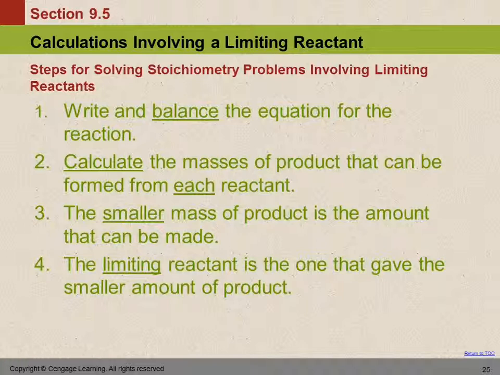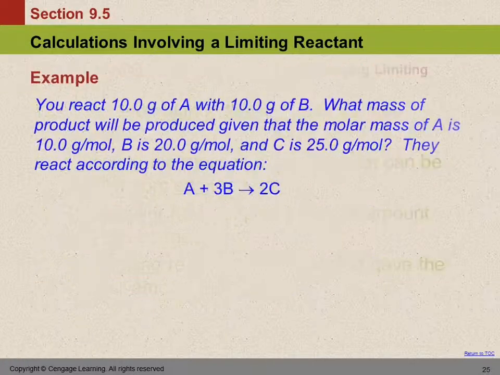The next step is to calculate the masses of products that can be formed from each reactant. Just like what we did with the sandwiches, we looked at each reactant separately and calculated how much product. How many sandwiches can we make from the bread? How many from the meat? How many from the cheese? And then step 3, you identify the smallest number of product, or smallest mass of product. That's the amount that you can make. That's your answer to how much product can be made. The limiting reactant is whichever reactant gave you the smallest number. So let's do an example.